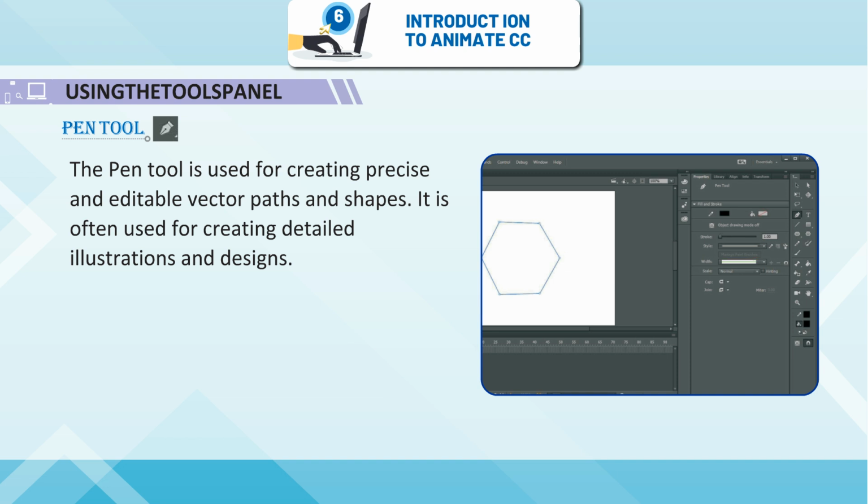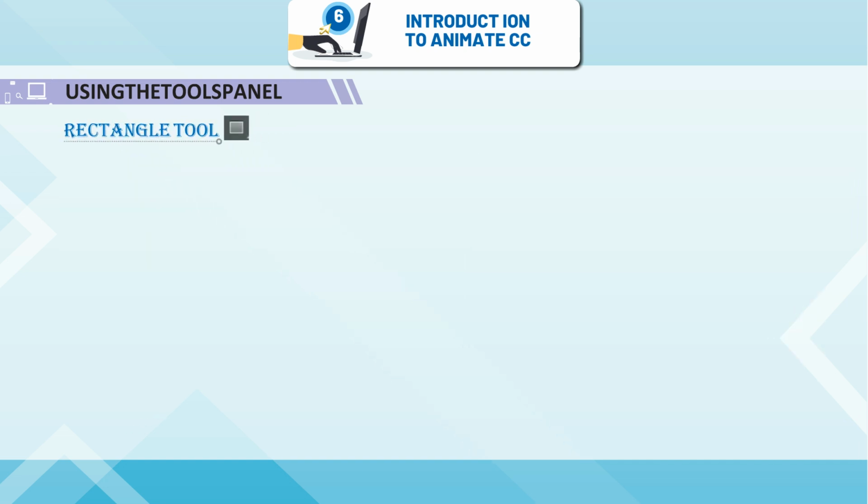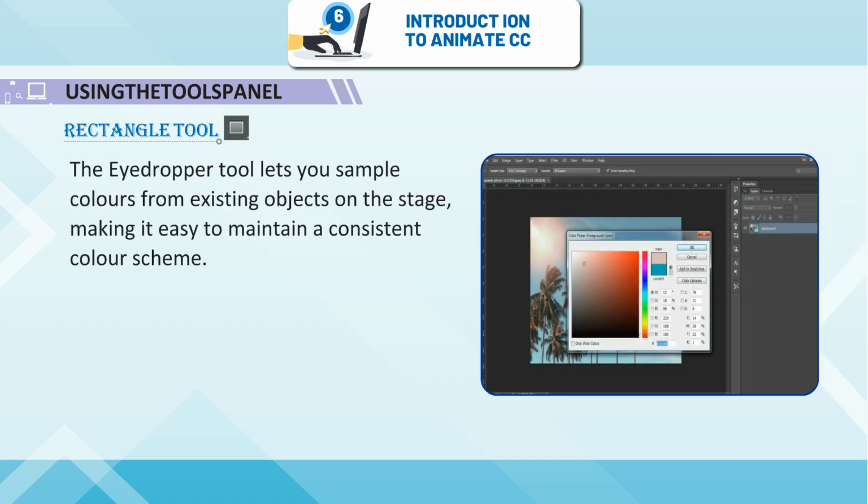Pen tool. The pen tool is used for creating precise and editable vector paths and shapes. It is often used for creating detailed illustrations and designs. Rectangle tool. Rectangle tool is used to make rectangle and rounded rectangle. This tool is also used to make easy to draw perfect geometric shapes. Adobe Animate CC includes various shape tools such as the rectangle, ellipse, and polygon tools.